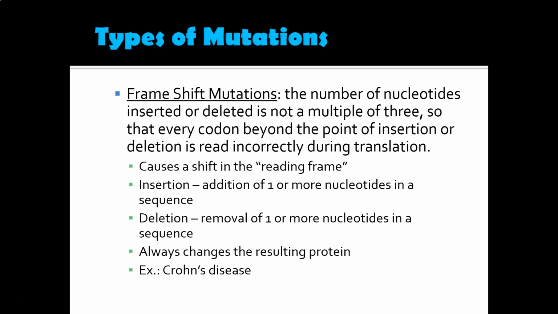Insertions would be the addition of one or more nucleotides in the sequence, deletions would be the removal of one or more. And if I don't do it 3 in a shot, I'm going to shift everything from that mutation point forward. And these almost always end up changing the resulting protein because I'm changing everything downstream or past that mutation. So Crohn's disease, we believe, is an example of a frameshift mutation. And as a result, they've got a lot of issues with their ability to digest certain materials because they're not able to produce the enzymes that they need in order to do that.